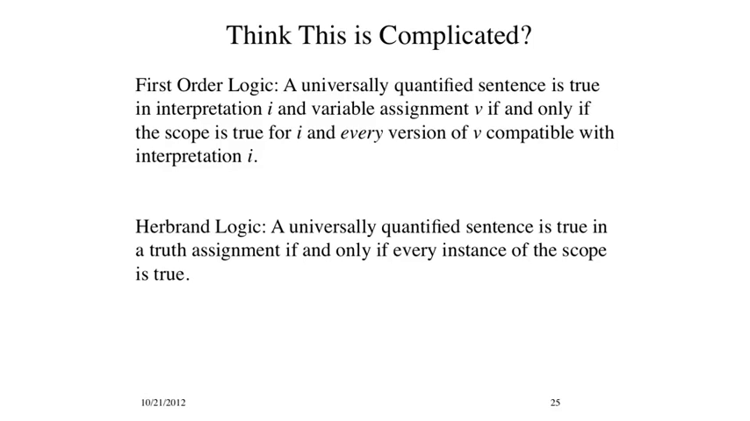To see this, compare the semantics of a universally quantified sentence in the two logics. In first-order logic, we say that a universally quantified sentence is true in an interpretation and a variable assignment if and only if the scope is true for the interpretation and every version of the variable assignment compatible with the interpretation. It's quite a mouthful. In Herbrand logic, we say that a universally quantified sentence is true in a truth assignment if and only if every instance of the scope is true. The Herbrand logic definition is simpler, and for many people it's more intuitive as well. We'll talk more about this in a later segment.